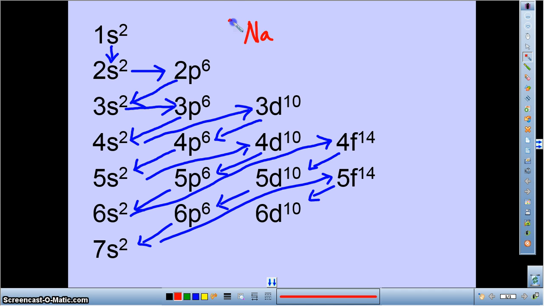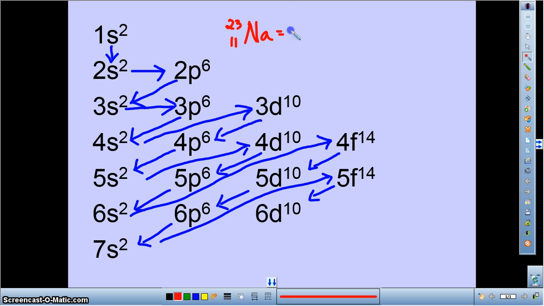Sodium has an atomic mass of about 23, and it has an atomic number of 11. That means in a neutral atom, it has 11 protons and 11 electrons. So let's account for those 11 electrons. Where do we expect to find them?